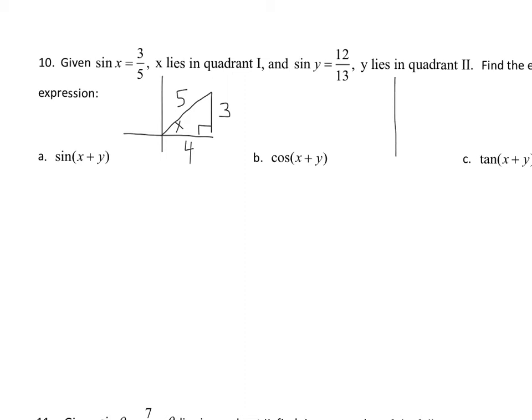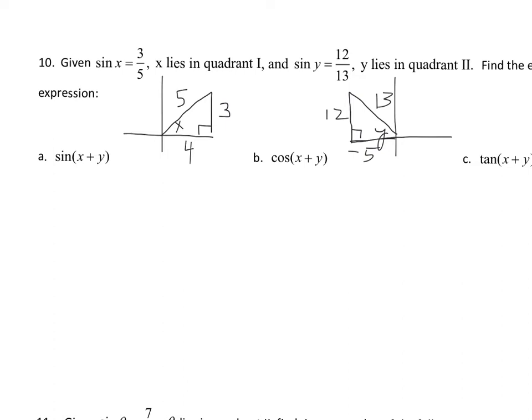For y, it's in quadrant 2, so I'm going to draw a triangle. Remember, going over in x and then up in y helps make sure your triangle is drawn properly. In this case, our angle is y. Sine y is 12 over 13, so opposite is 12, hypotenuse is 13. That's a 5, 12, 13 triple, so our adjacent is 5. Note, it's moving to the left, so x is negative, and we have a negative 5.